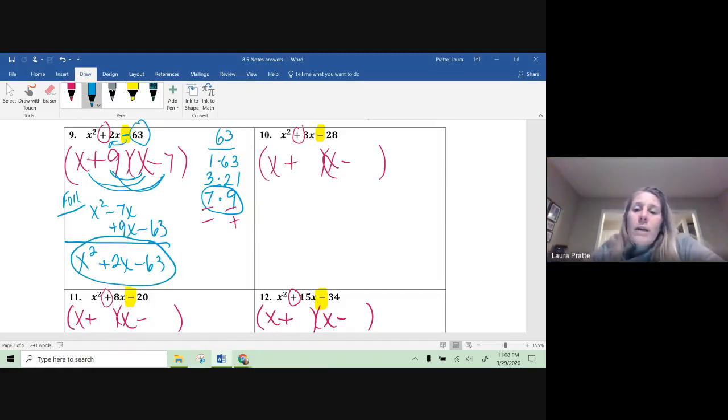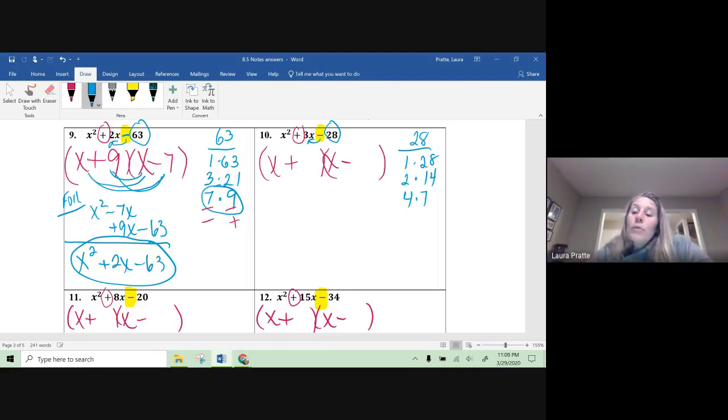All right, so let's try number 10. This time we need our factors of 28. So 1 and 28. 28 divided by 2 is 14. 3 does not go in evenly, and then 4 goes in 7 times. So which of these pairs of factors would subtract to give me a 3?